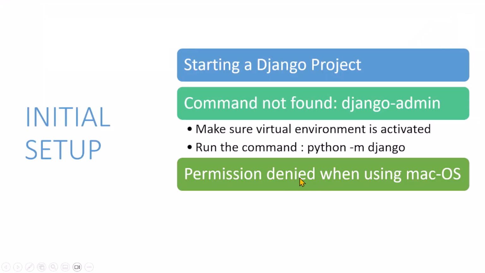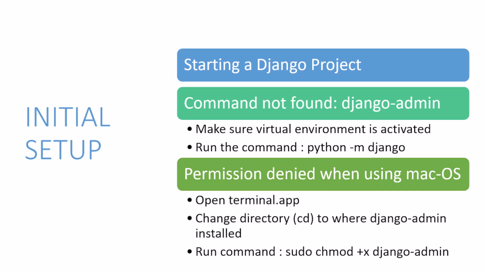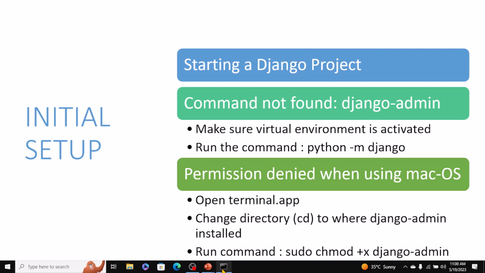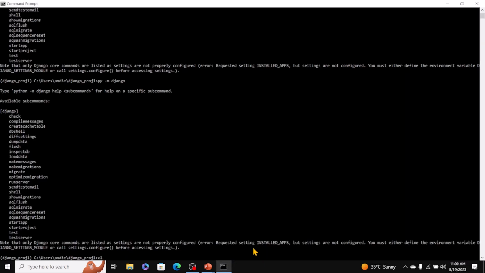If you get this error, remember the operating system on a Mac is Unix, and Unix requires every file to be marked as executable before you can run it as a program. So what you need to do is open Terminal.app, use cd to change directory to where django-admin is installed, and then run the command sudo chmod +x django-admin. So essentially what you're doing is you're adding the x attribute, that's the executable attribute, to django-admin, and that should resolve your problem.